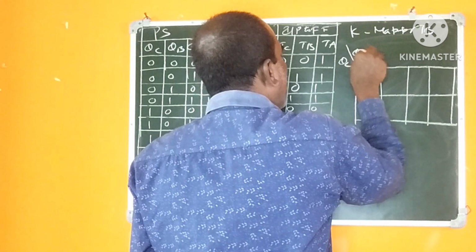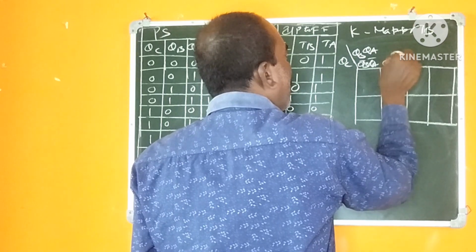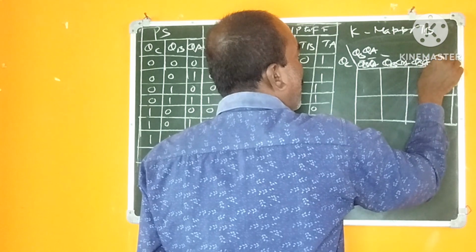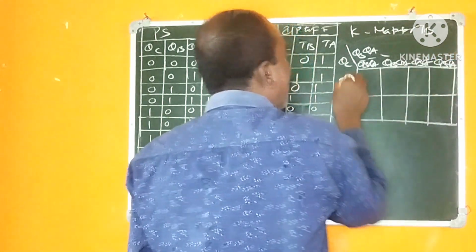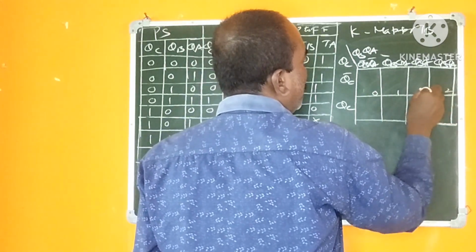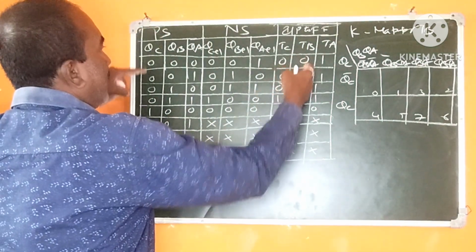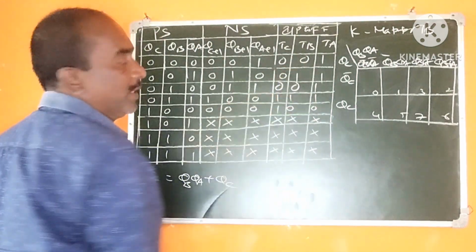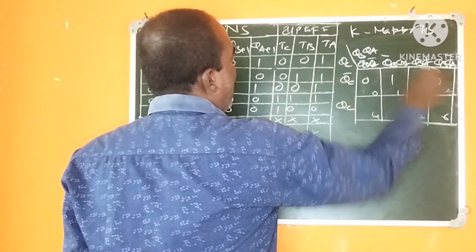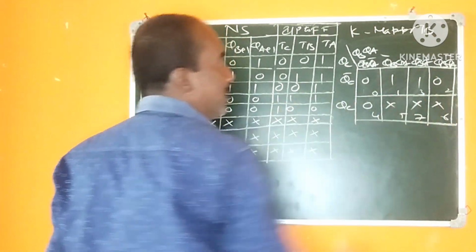So it is QC, this is QB and QA. It is QB bar, QA bar, QB bar QA, 0, 0, 0, 1. And it is QB, QA, and this one is QB, QA bar. This is QC bar and QC. So it is 0, 1, 2, 3, 4, 5, 6, 7. So it is 0 and this one is 1; 2, 3, 4, 5, 6, 7 are 0. X: 0 with 0, 1 with 1, 2 with 0 and 3 with 1 and 4 with 0, and the remaining are x: 5, 6, 7.